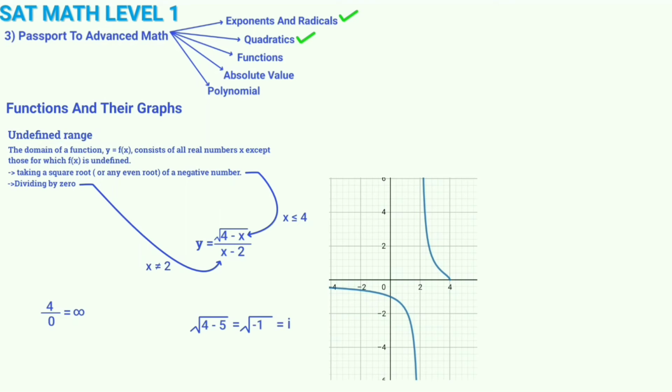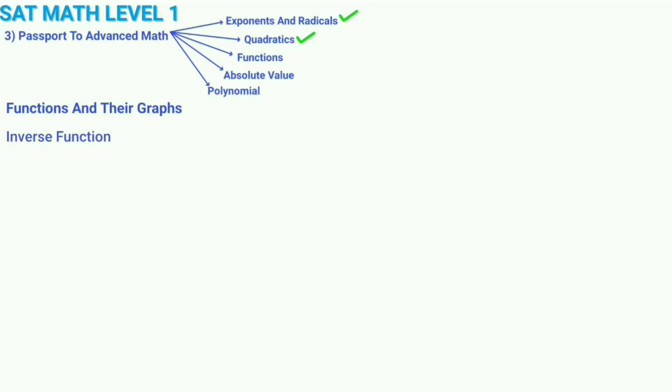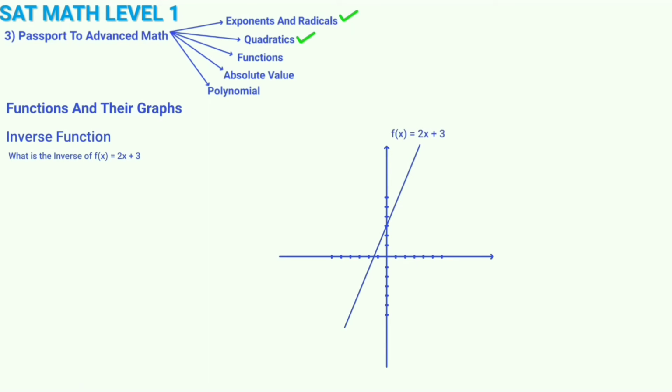It goes to infinity. It could give an imaginary number, not a real number, which is why this is known as an undefined range. Inverse function: how to find the inverse? What is the inverse of this equation, 2x plus 3? What is the inverse of this line?